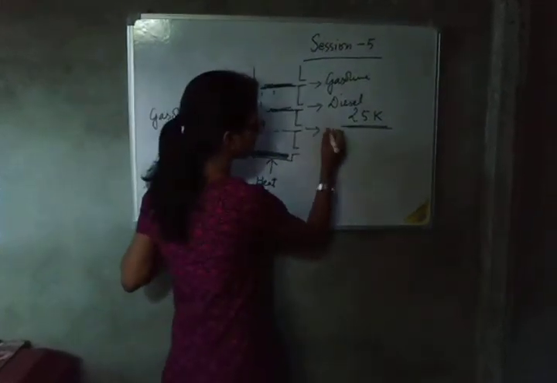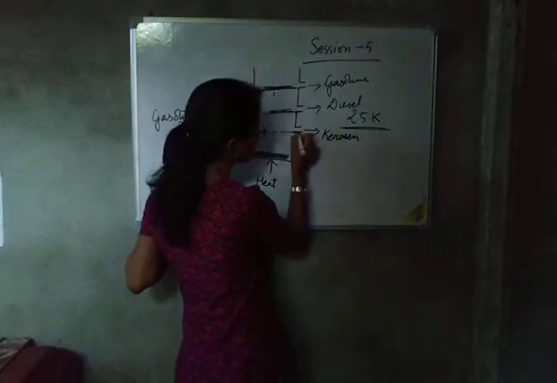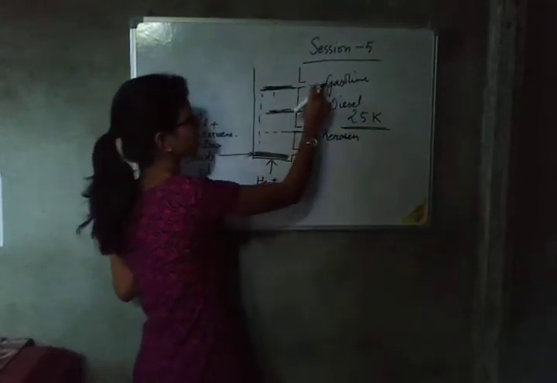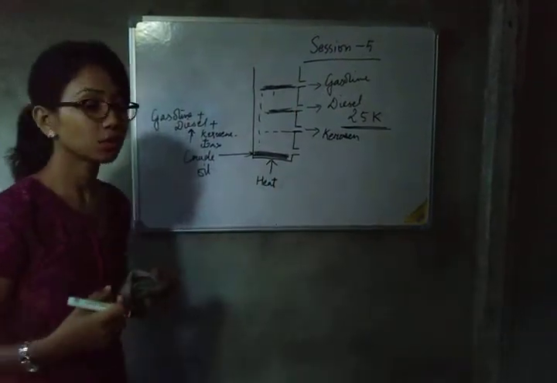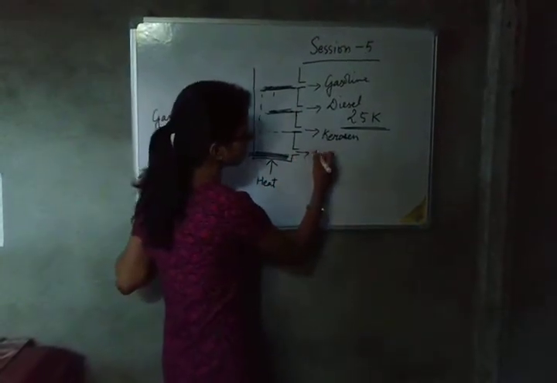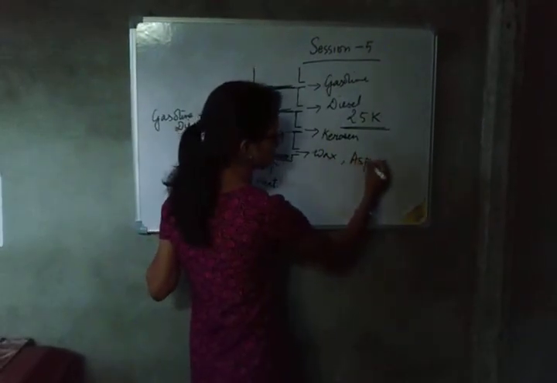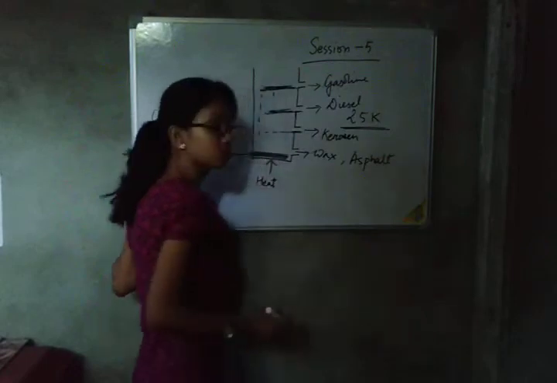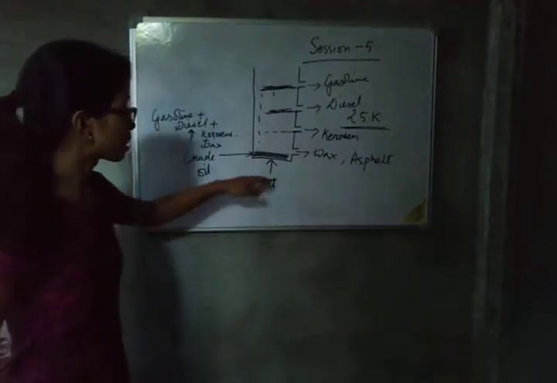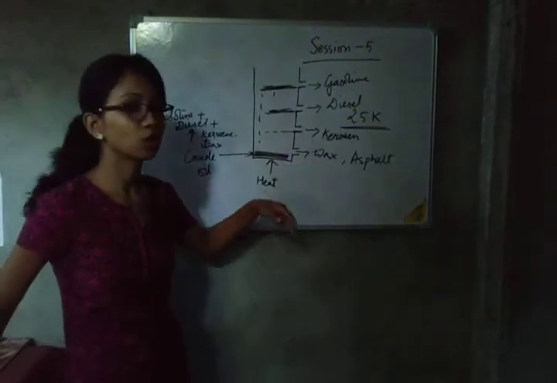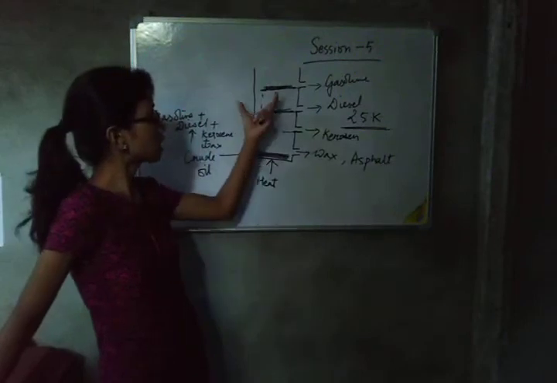Next, in this plate, say for example, kerosene is present. These are the outlets through which gasoline, diesel and kerosene are collected. Now you see in the last, say for example, wax, asphalt, shoe polish. Shoe polish is made from asphalt. These things have higher boiling points, so they will be present in the lower position of the fractional distillation column.